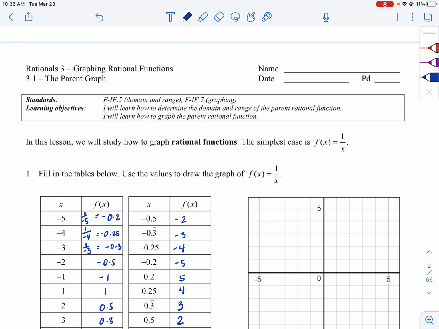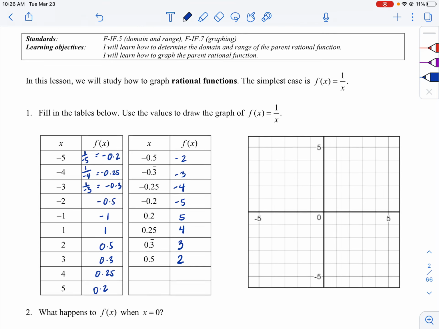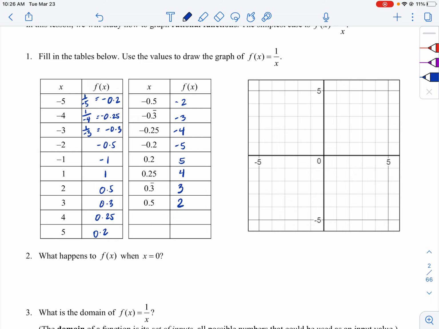We are going to fill in the tables below and use the values to draw the graph of f of x equals 1 over x. As you can see, I already filled in the table, so we don't have to spend so much time on the video, but you can of course pause the video and fill in the tables. I started with my x value of -5. So I have 1 over -5, and of course I got -0.2, and then I did 1 over -4, 1 over -3, and so on. Here are the values.